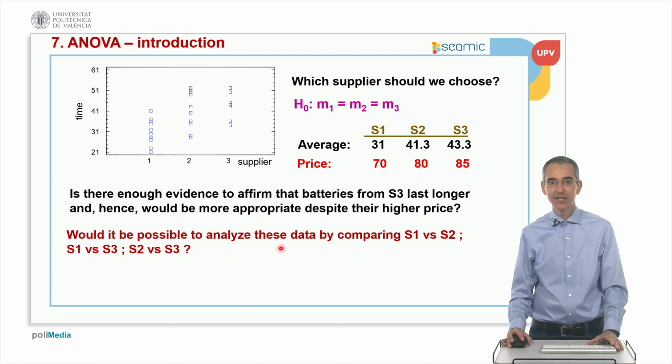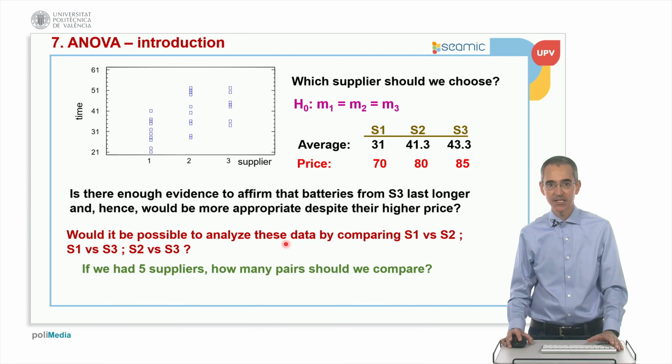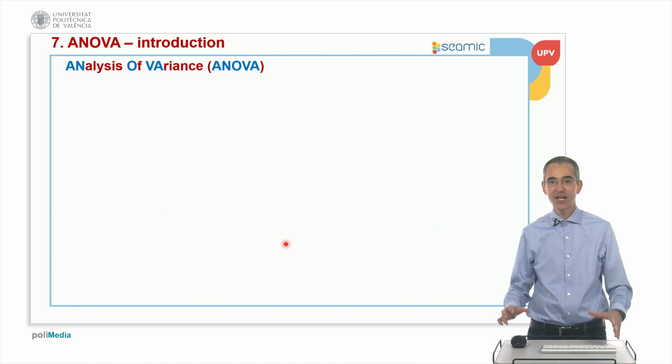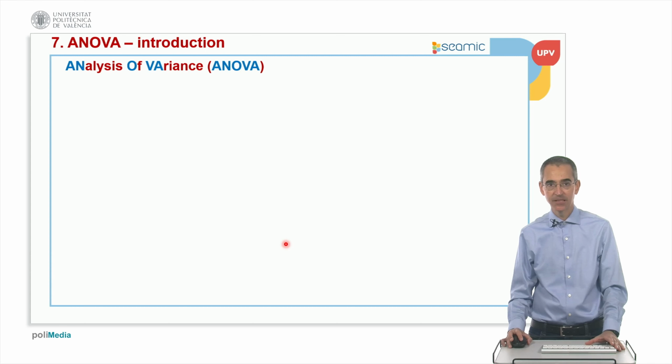One way to resolve this would be to compare all possible pairs. But obviously, if instead of 3 we have 4 or 5, the number of possible pairs is too large. So this is not the approach. The comparison of all possible pairs is not recommended, and then we have this tool that allows us to make this kind of study. It is called Analysis of Variance, also abbreviated as ANOVA. ANOVA is an acronym of Analysis of Variance.